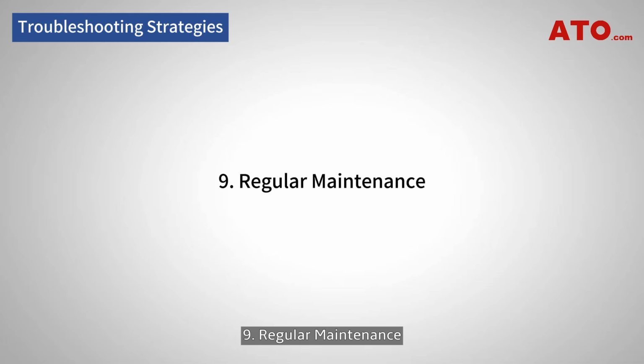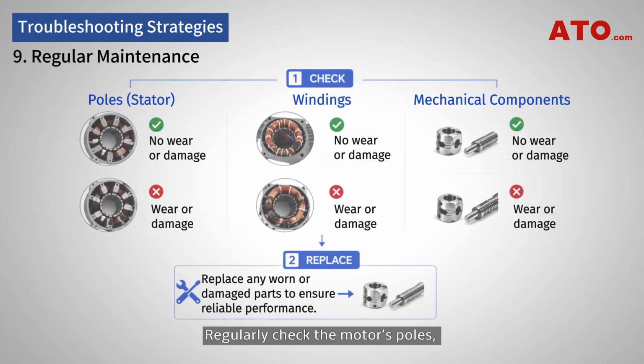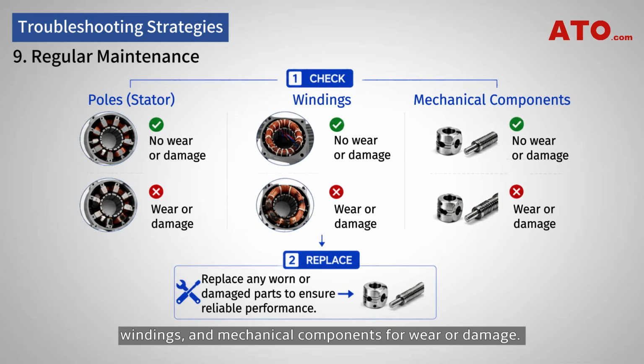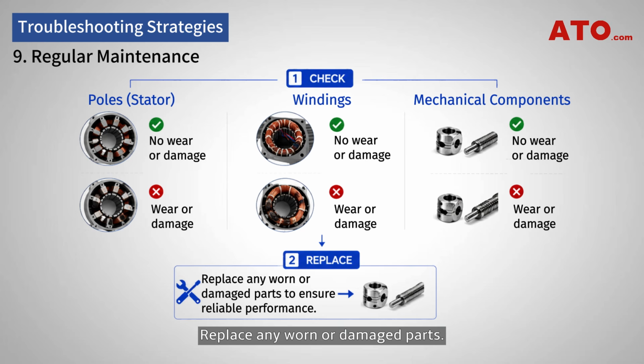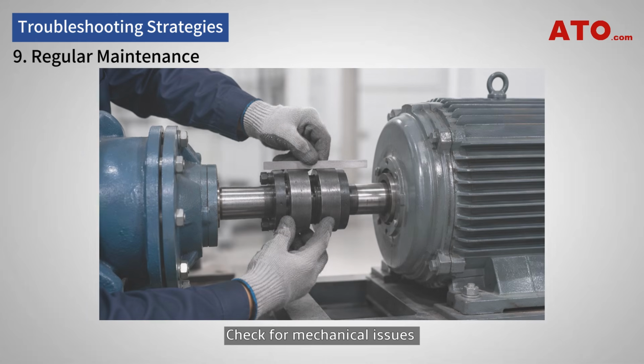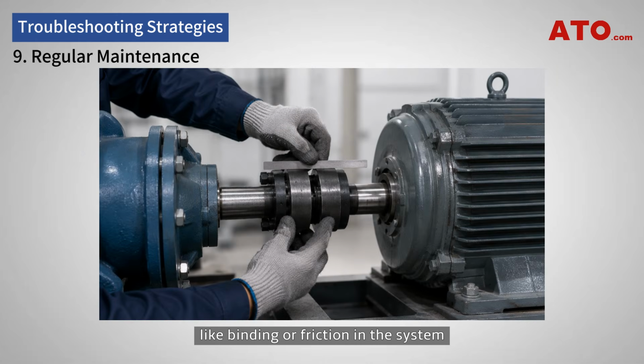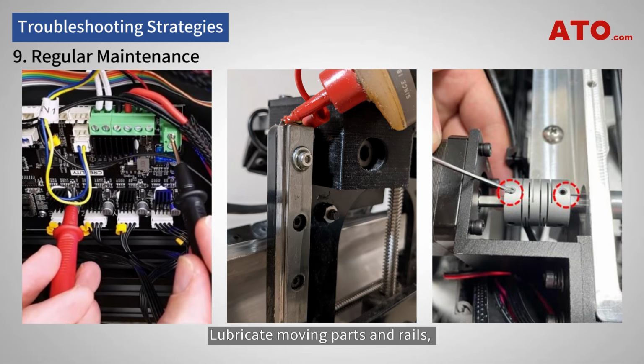Number 9. Regular maintenance. Regularly check the motor's poles, windings, and mechanical components for wear or damage. Replace any worn or damaged parts. Check for mechanical issues like binding or friction in the system that could impede smooth operation. Lubricate moving parts and rails, tighten couplings or other connections, resolve any mechanical blockages, and ensure proper alignment.